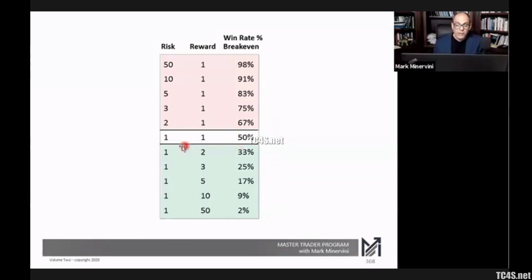Now, what if you are getting 2-to-1 on your money, right? What if you're getting odds? Well, if you're getting 2-to-1 on your money, at 33%, if you're right only 3.3 times out of 10, or 33 out of 100 trades, you're breaking even. You're not losing money. So you don't get yourself into trouble, even if you're only right 33% of the time.